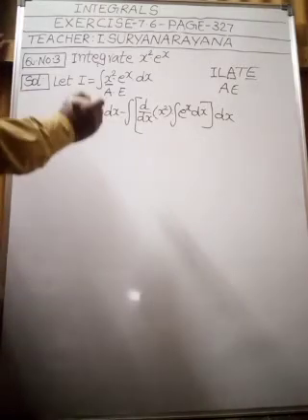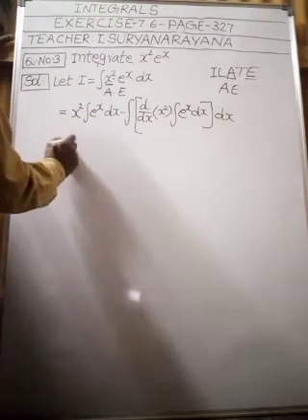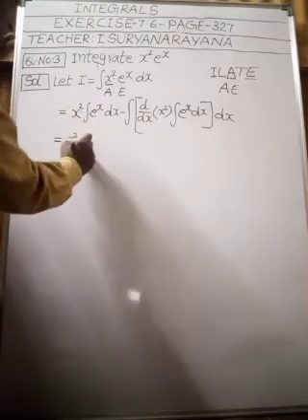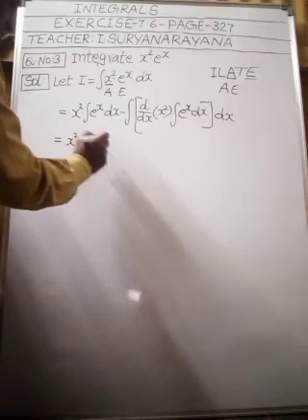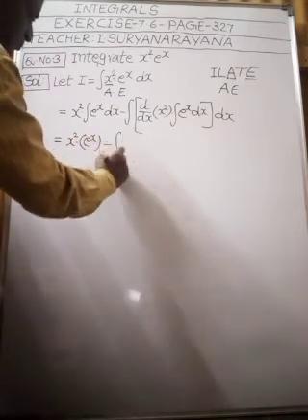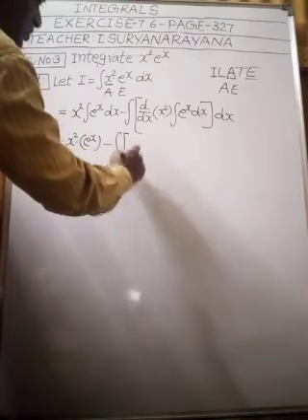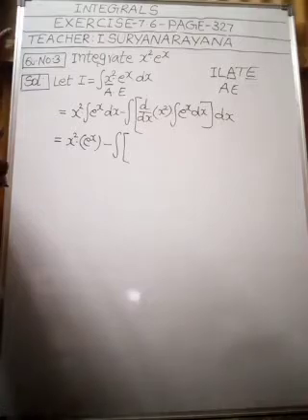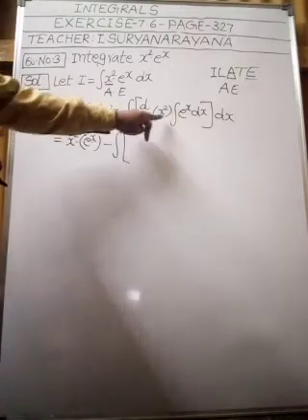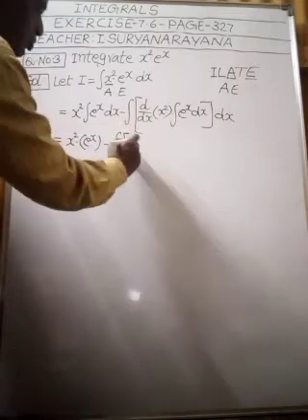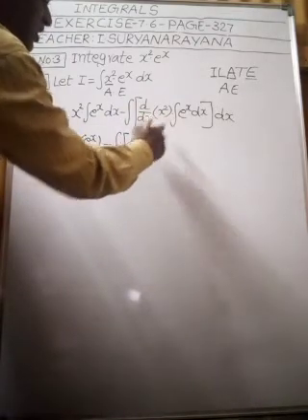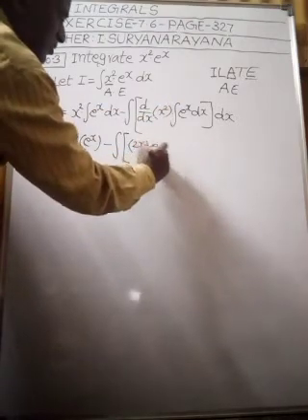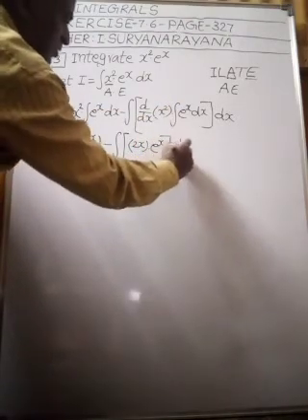Right. Now let us evaluate each and every term. X square into integral e power x dx. What is the value of integral e power x dx? E power x only. Okay, my children? Right. Now d by dx of x square. What is the formula? D by dx of x power n, where n is equal to 2. So 2x. Okay, my children? Understood this? 2x. Right. Integral e power x dx, by the formula, is e power x only.